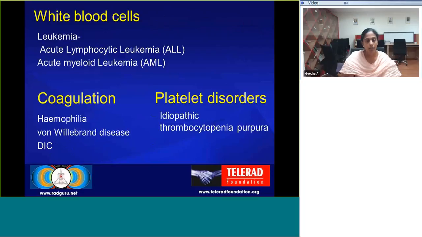The white blood cell disorders are leukemia. In the pediatric age group, it is mainly acute lymphocytic leukemia and acute myeloid leukemia. Coagulation disorders are hemophilia, von Willebrand's disease, and DIC. Platelet disorders are idiopathic thrombocytopenic purpura.